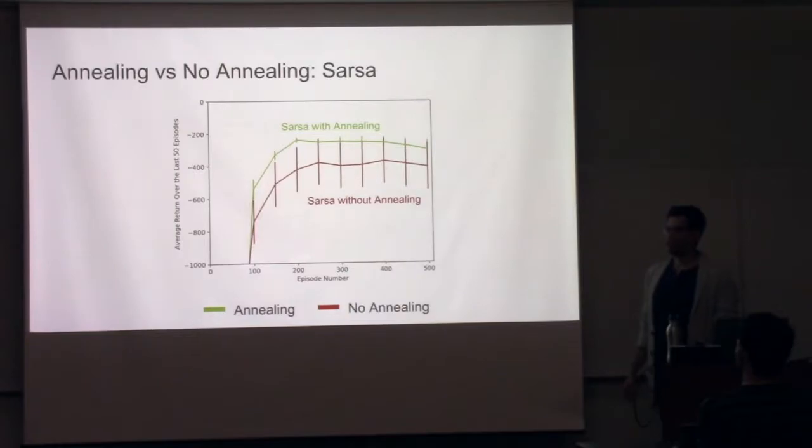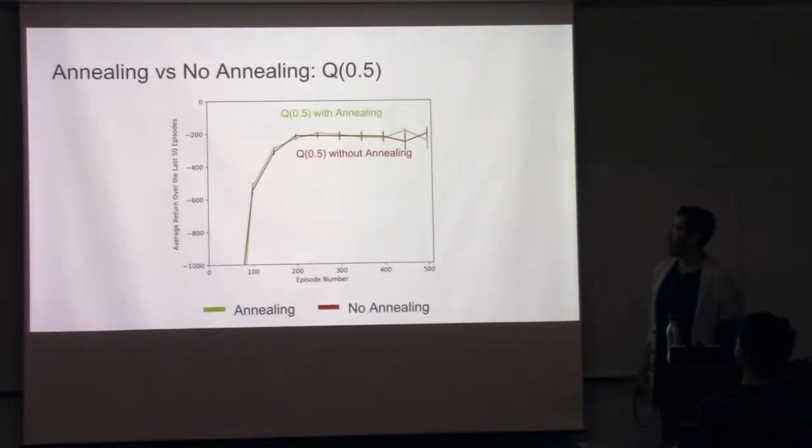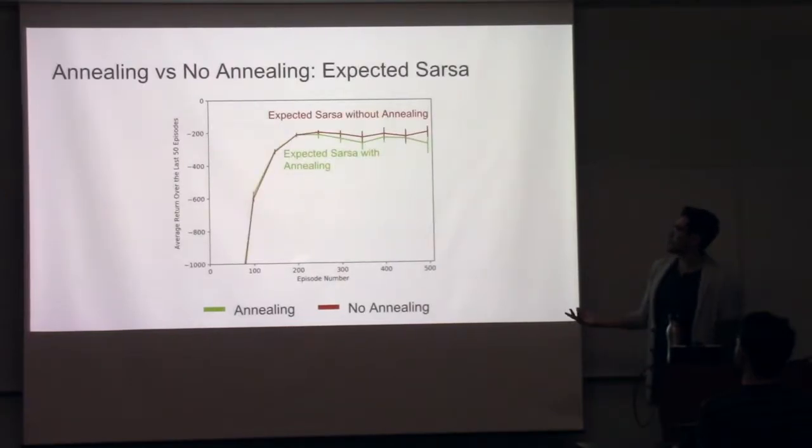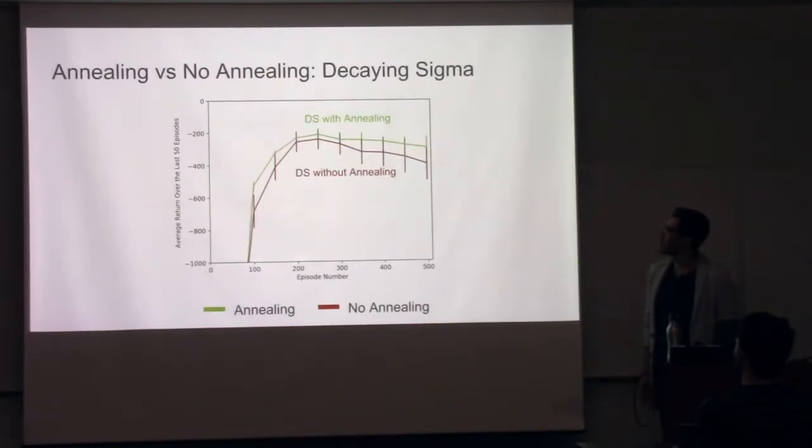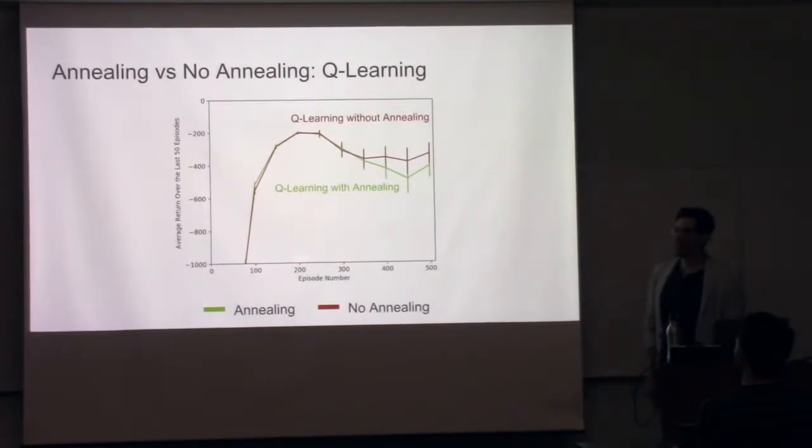But so far there doesn't seem to make any difference. We're going to see the same with Q sigma 0.5. There's no difference. With Expected Sarsa, there's no difference. With Decaying Sigma, really there isn't any difference. And with Q-learning, there's no difference.